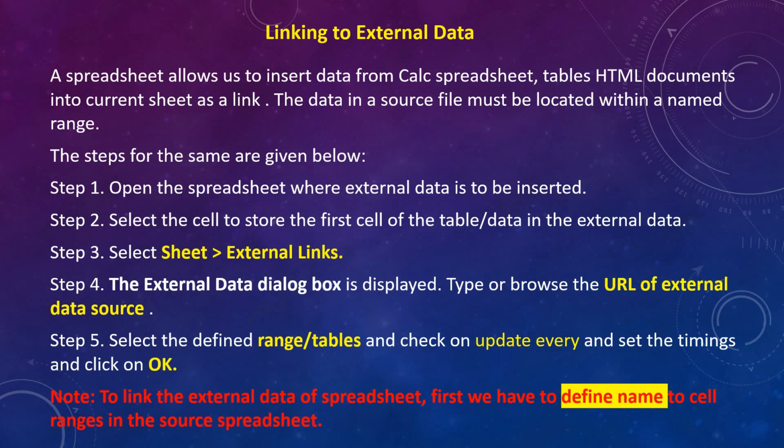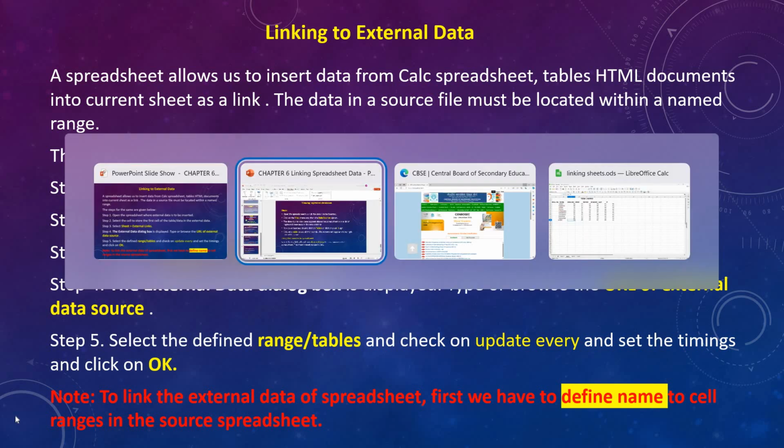But the important thing is, when I am going to link with a spreadsheet, that spreadsheet must have a defined range. Only if we have a defined range in the spreadsheet will we be able to link to its external data. So for a spreadsheet, a defined range must be there. Let us see it practically: how can we define the range and how can we link to the external data?